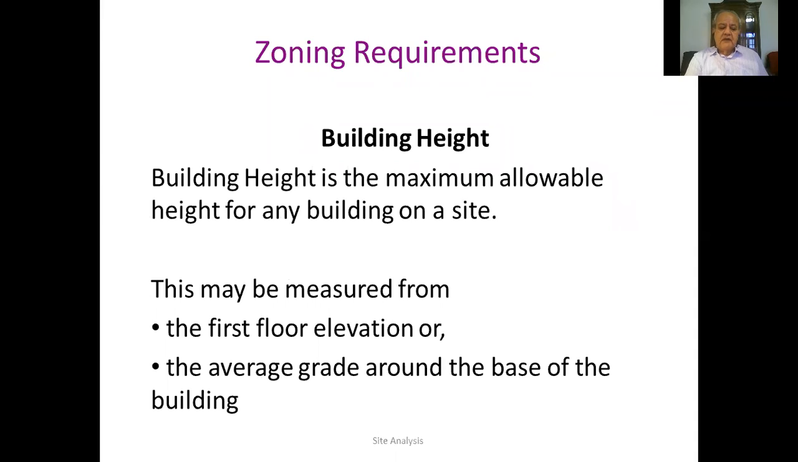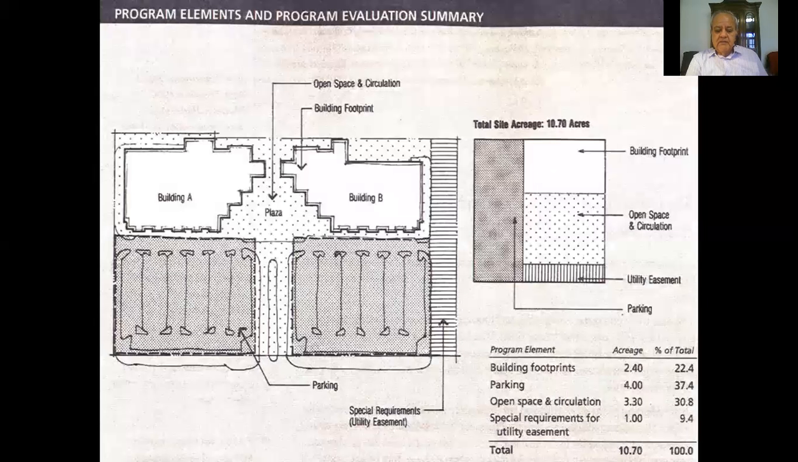Building height is another thing. It might be 2, 3, or 4 stories. And this is another variable that affects the building design. And it can be measured from the first floor elevation or the average grade around the base of the building.